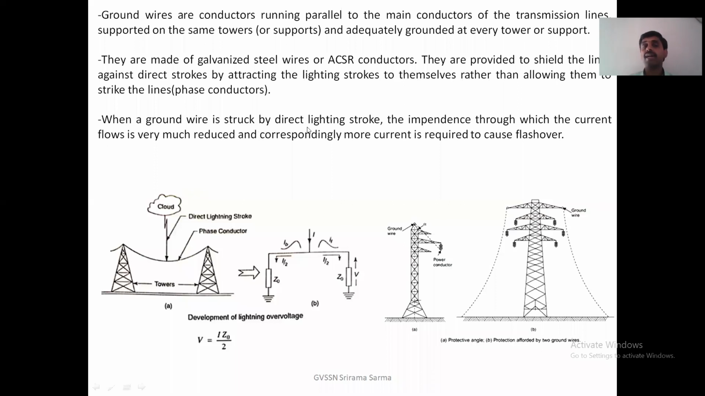When the ground wire is struck by a direct lightning stroke, the impedance through which the current flows is very much reduced, and correspondingly more current is required to cause flashover. So the main thing here, you can see, is the tower, where Z0 is the surge impedance, the natural impedance, and the current falls on this. It will be divided like this because it is directly connected to the ground. This ground wire impedance is very low. You can write V is equal to I Z0 by 2. How the current is divided, let us discuss now.